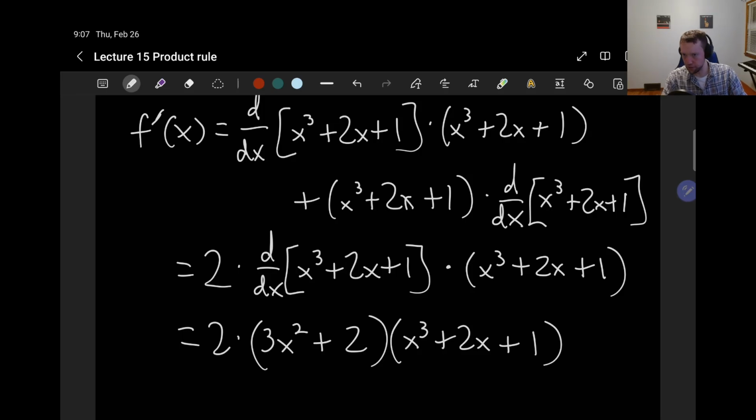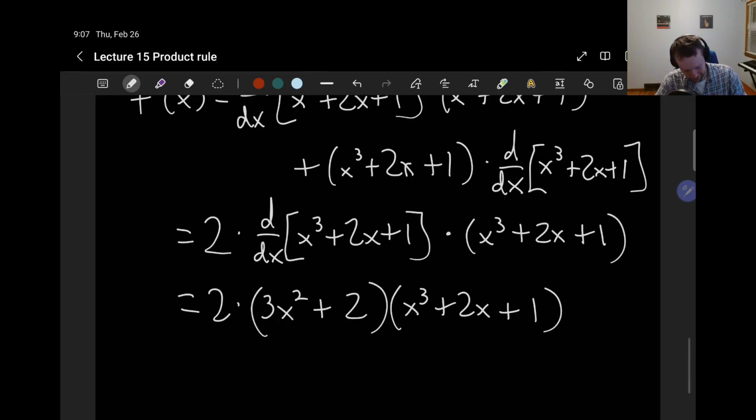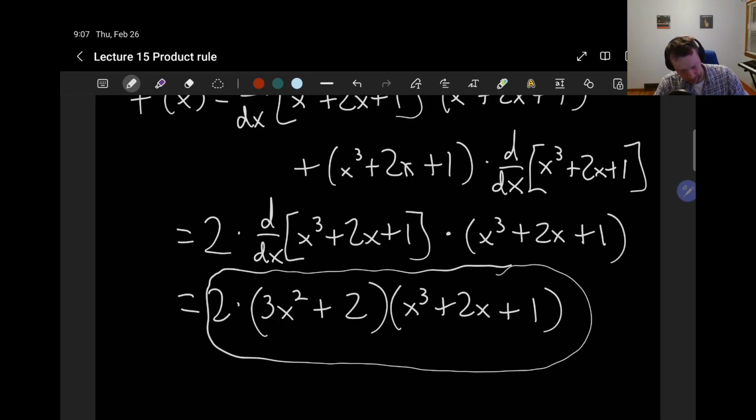Now, if we wanted to, we could multiply this out, but I don't want to, is the thing. I don't think that's really necessary. If in your homework it says simplify as much as possible, then I would multiply that out, but I don't think that should be necessary normally. So we typically consider this pretty good.